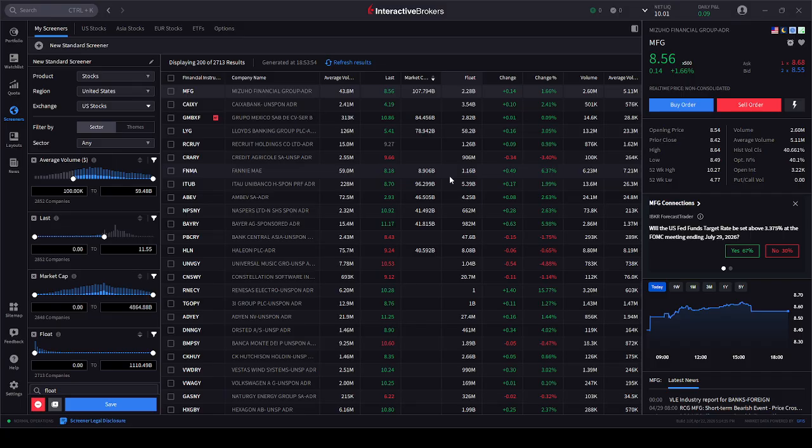Finally, once you have located the float data, take a moment to analyze it in relation to the stock's trading volume and price movements. This will help you understand the liquidity of the stock and its potential impact on trading strategies. You are now ready to make more informed trading decisions based on the float you have observed.